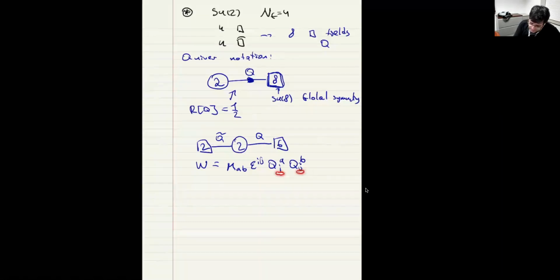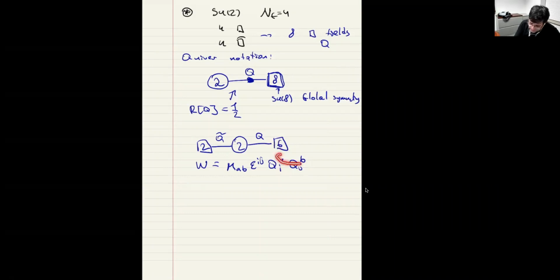But since I anti-symmetrize these indices, I need to anti-symmetrize also these indices. These indices run from 1 to 6. So this anti-symmetrization will give me 15 different operators. And all of these operators I couple to these new fields M_AB that I have added here. Okay. So what we need to analyze first is whether this deformation is a relevant deformation.